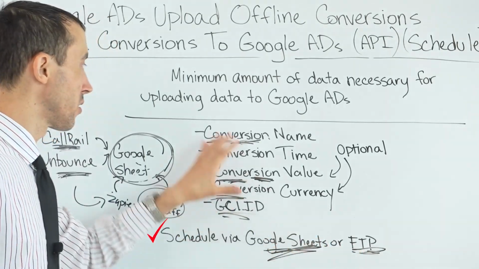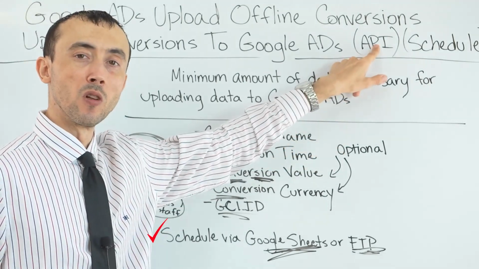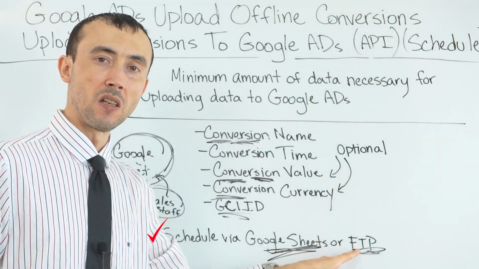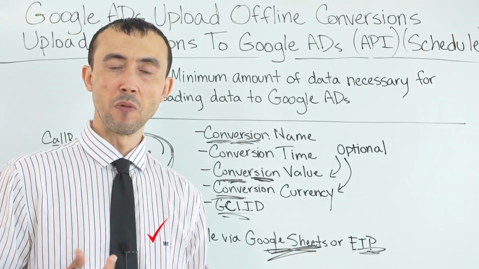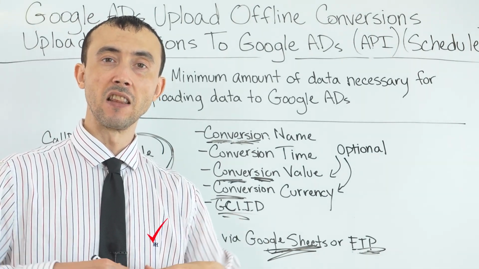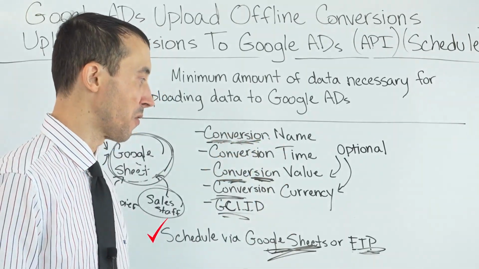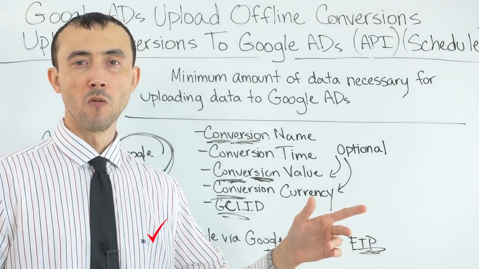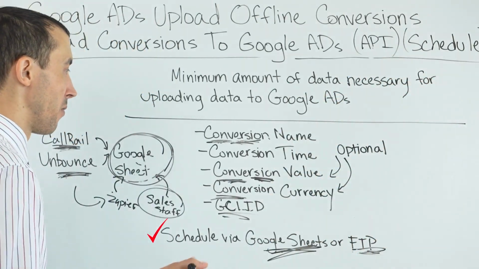You could send it through the Google Ads API, as long as the same information is sent. You can also do it through FTP. FTP is different from the Google Ads API, but you're just sending the offline sales conversion data to Google Ads in a different way. It's a different protocol for sending the same data. So really you have 4 options.